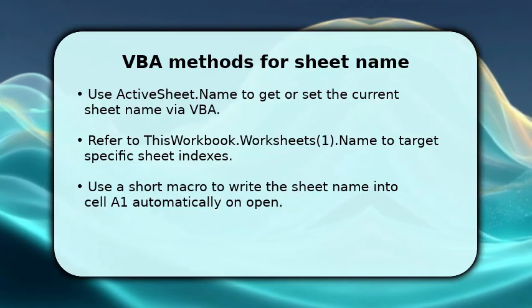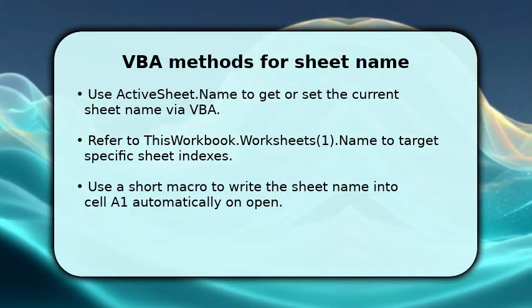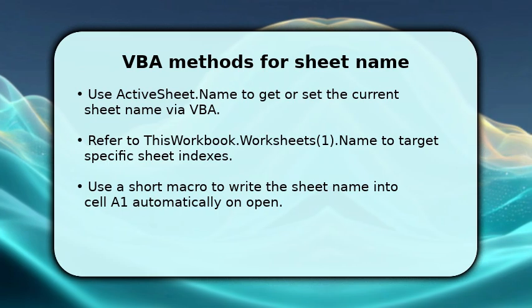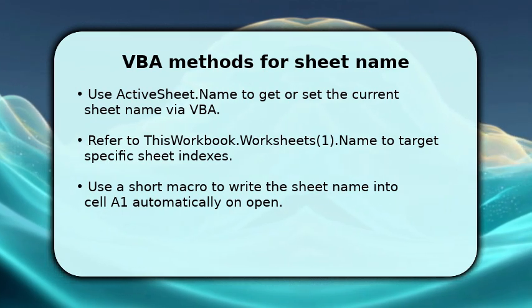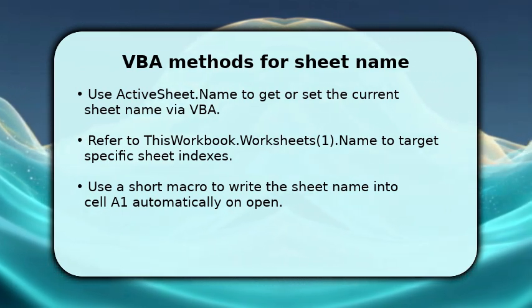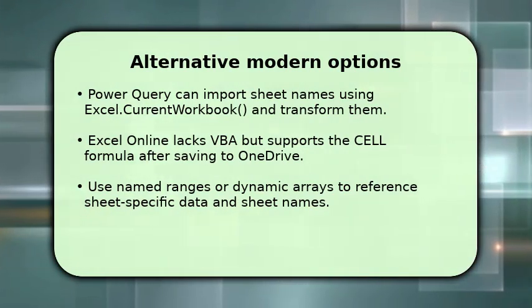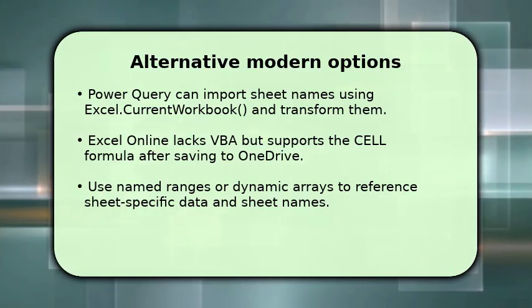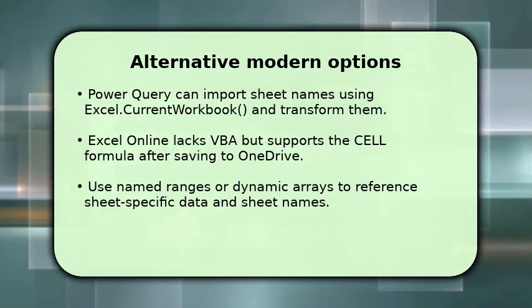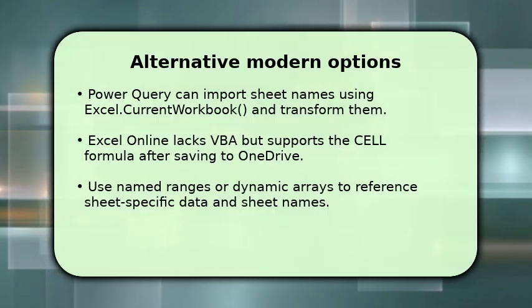You can place this code in Workbook_Open to set names on file open. Save as macro-enabled .xlsm to preserve VBA and rerun when needed. Use Power Query when you need a list of sheet names across many files and folders. In Power Query, use Excel, current workbook, or connect to a file and extract sheet names from the navigation pane.